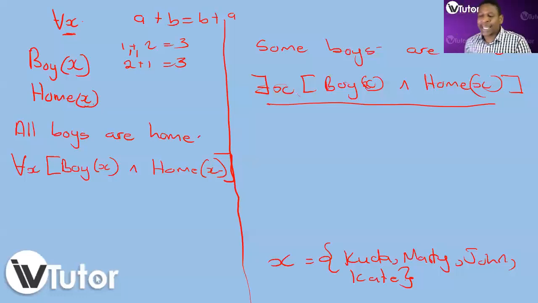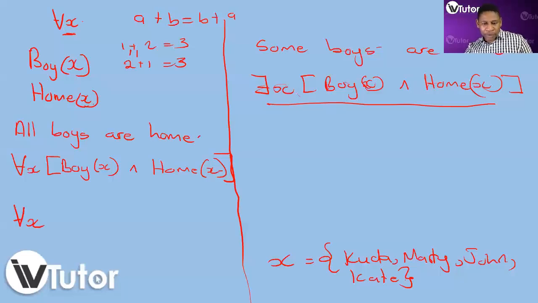If there is some boy at home, it means someone at home is a boy. That works out fine. Because if there is a boy at home, then someone at home is a boy. But if you are saying all boys are home, that is not going to be equivalent to saying all that are home are boys. Those are two different statements. So for universal quantification, this is what we do.